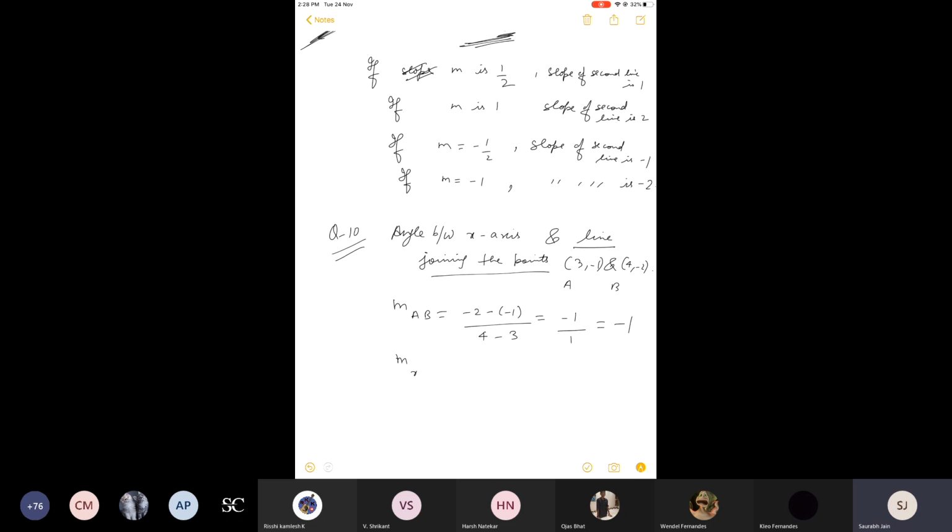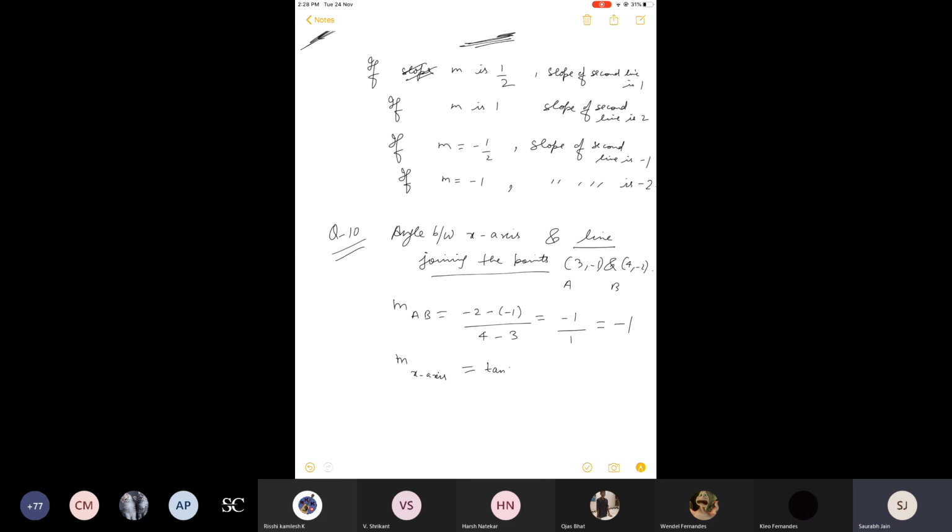Now what is the slope of x-axis? Can anyone tell me? What is the slope of x-axis? Yes, any one of you. Sir, x comma 0. I'm talking about the slope, not a point on x-axis. 0. Yes, it will be 0.